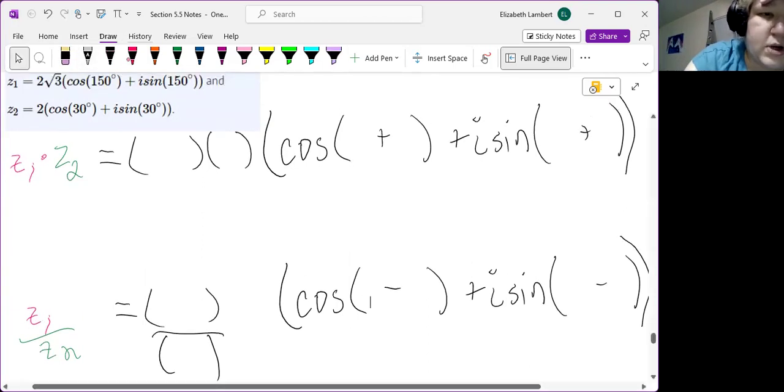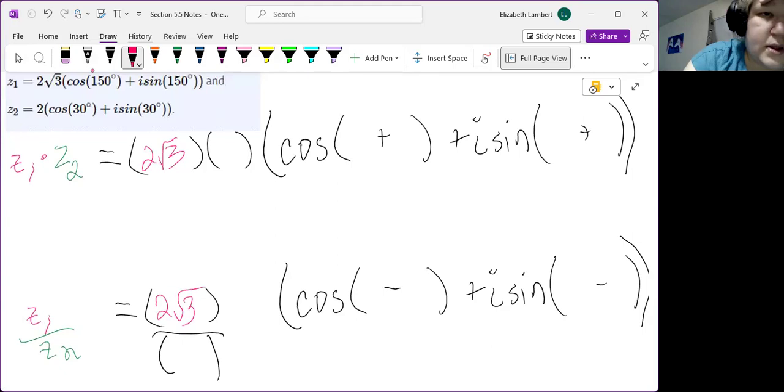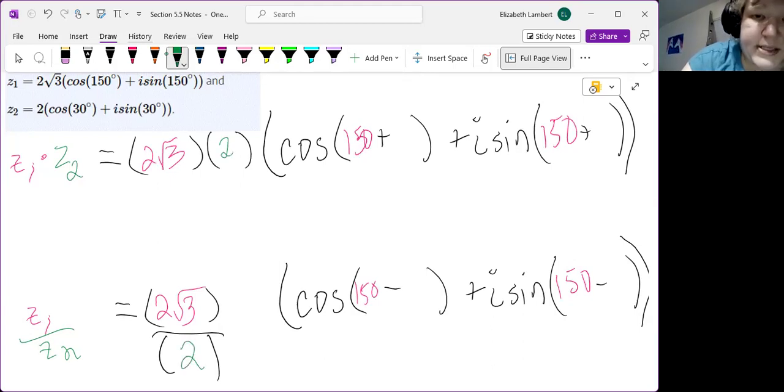So Z1's radius is 2 square roots of 3, and Z1's angle is 150. Probably should have used cis notation. It would have been way less writing. Then Z2 has a radius of 2, and its angle is 30 degrees.